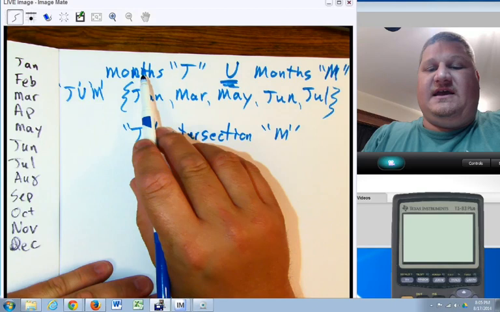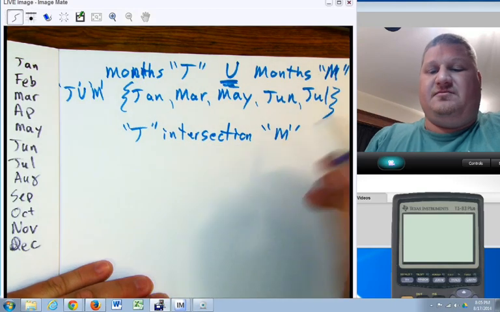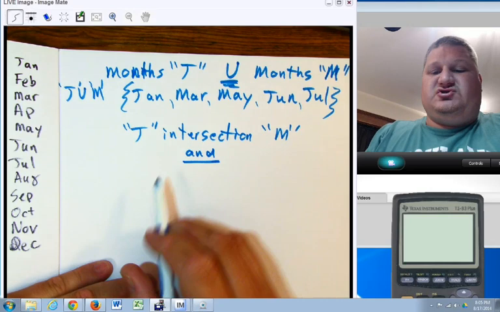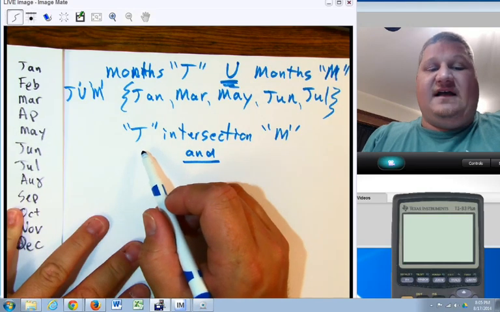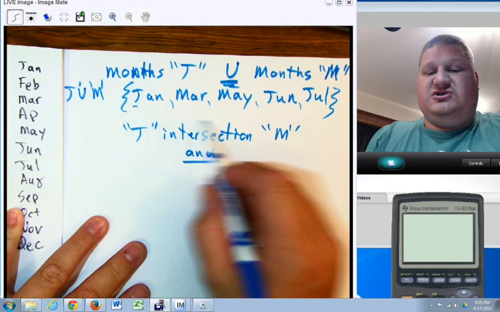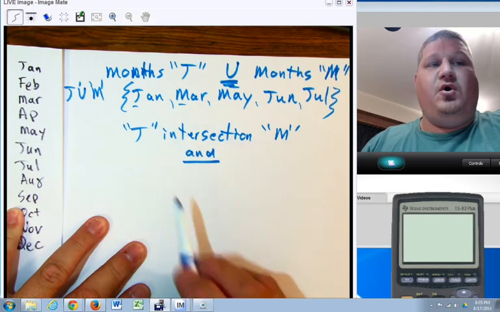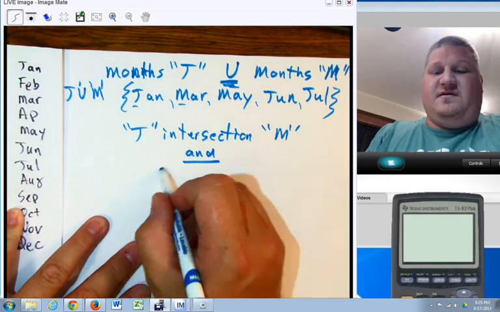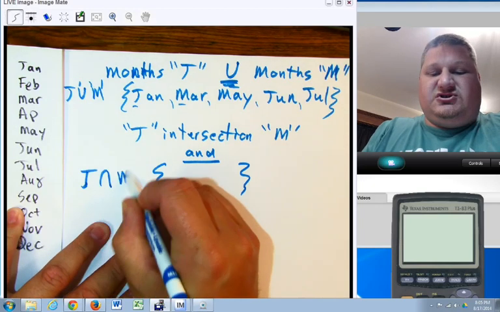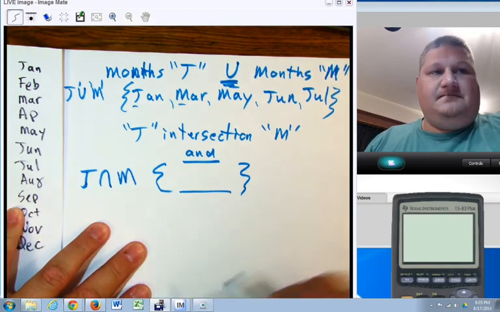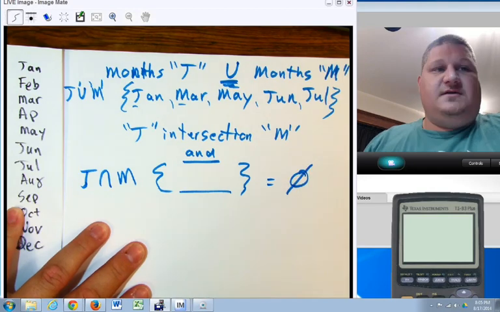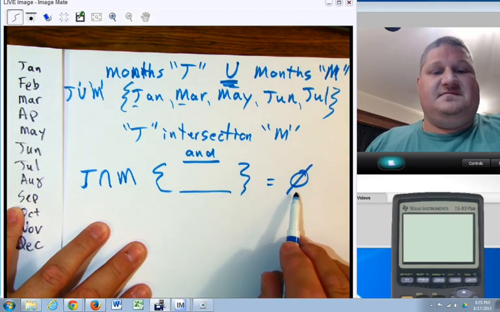Rather than either the J or the M being acceptable, what we're looking for when we see intersection is the word and. So what months start with a J and start with an M? Well, that's a ridiculous question because a month either starts with a J or it starts with an M. It cannot start with both at the same time. So if we were to make a list of all the months that start with J intersection M, the answer is nothing. It's empty. It's called the empty set. And so we would give this symbol right here, meaning empty set.